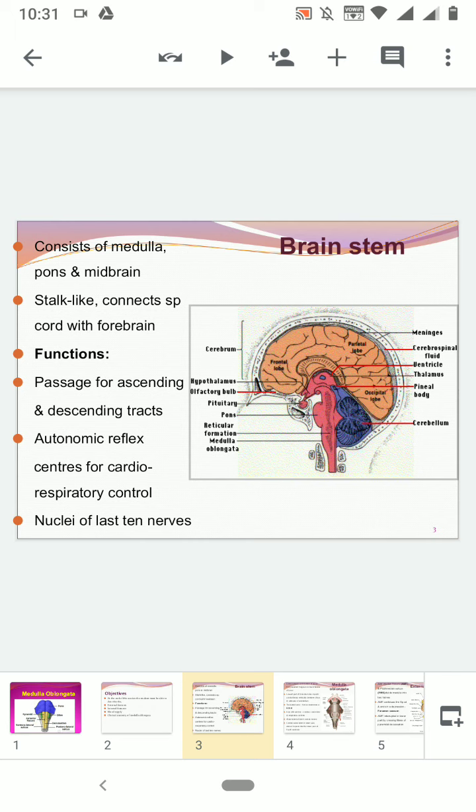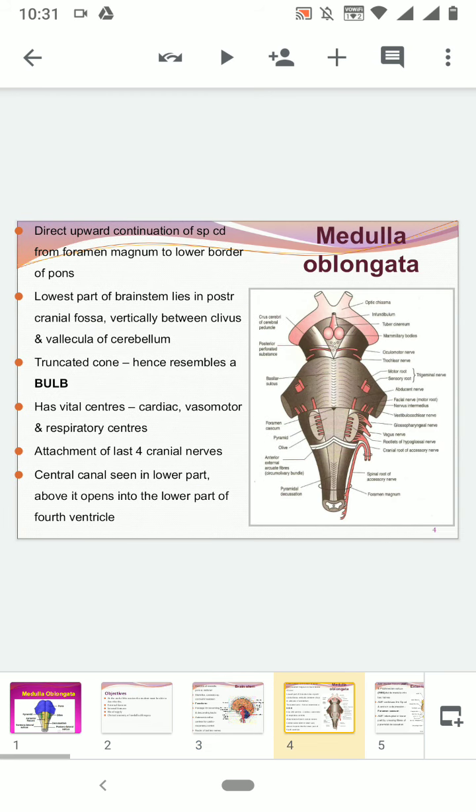And remember that the brainstem gives rise to the nuclei of the 10 cranial nerves, so we cannot forget the cranial nerves, because most of the cranial nerves, that is the last 10 cranial nerves, they all arise from the brainstem. So now we'll go through the medulla oblongata, and then definitely the pons and midbrain will be dealt with in separate classes.